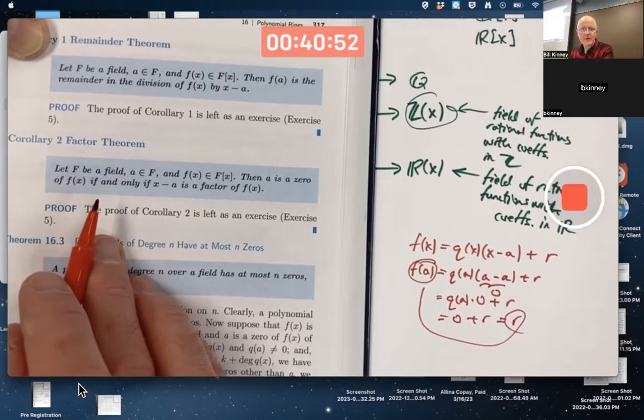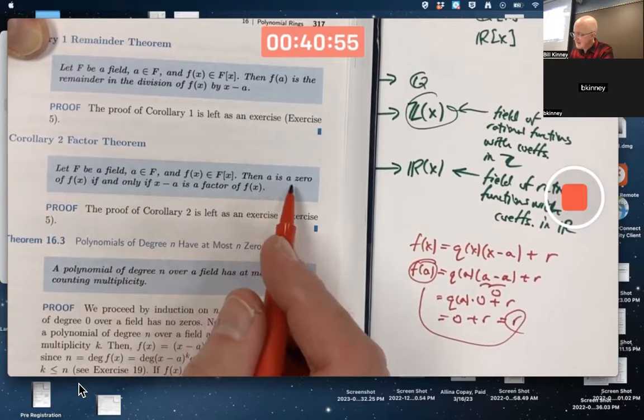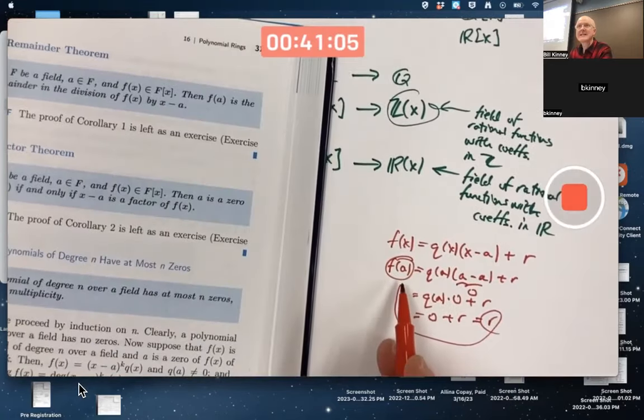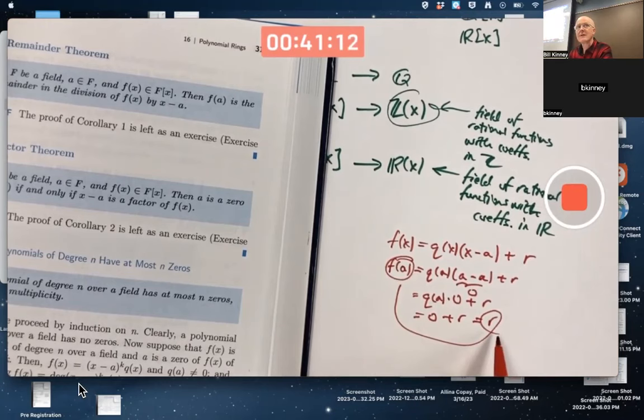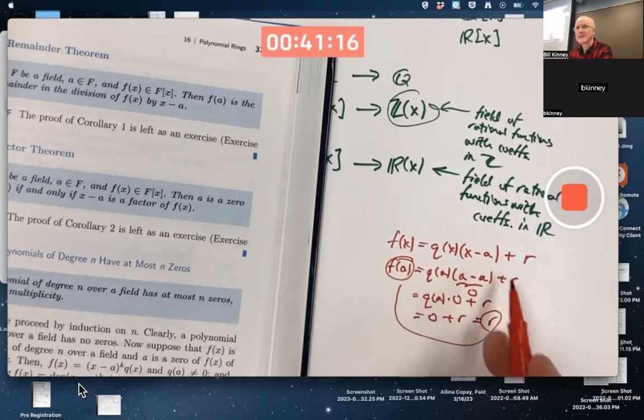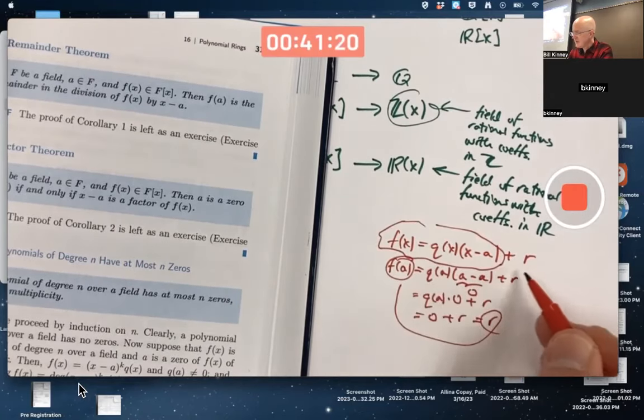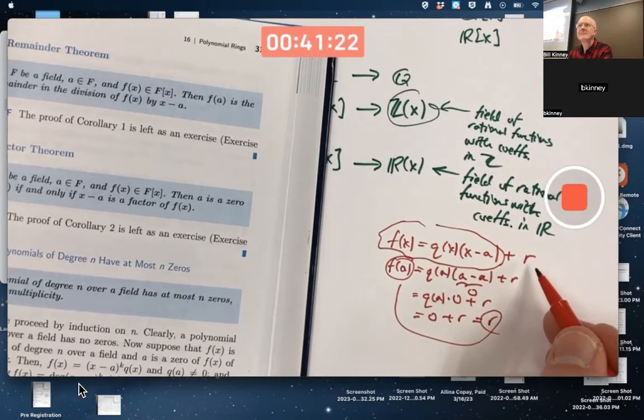The factor theorem: A is a 0 of F of X if and only if X minus A is a factor of F of X. A is a 0 of F if F of A equals 0, meaning R is 0 in this long division, in dividing F of X by X minus A, R is 0, meaning this equation would be true with that thing being 0. X minus A would be a factor.